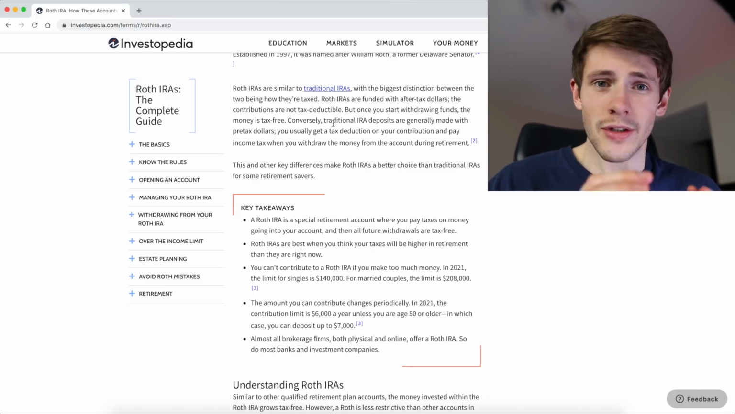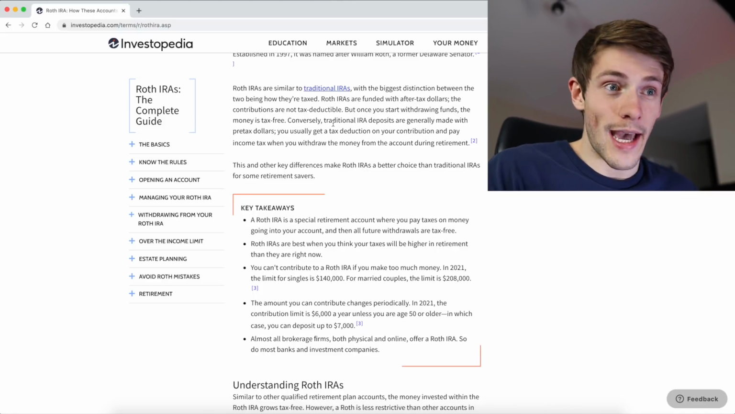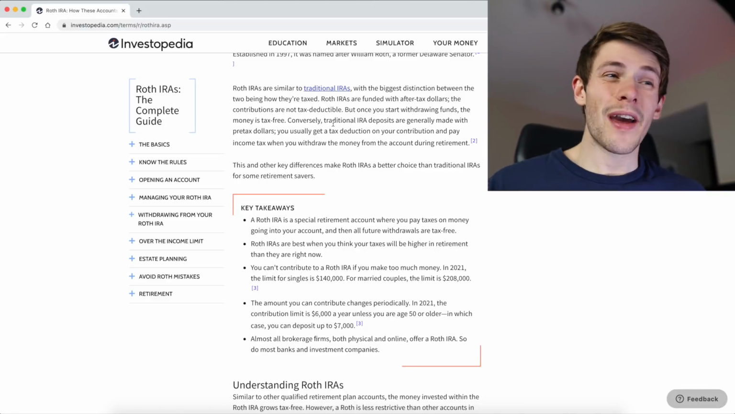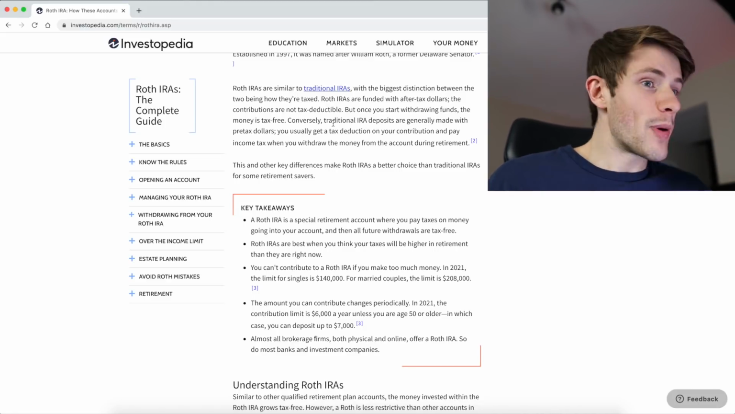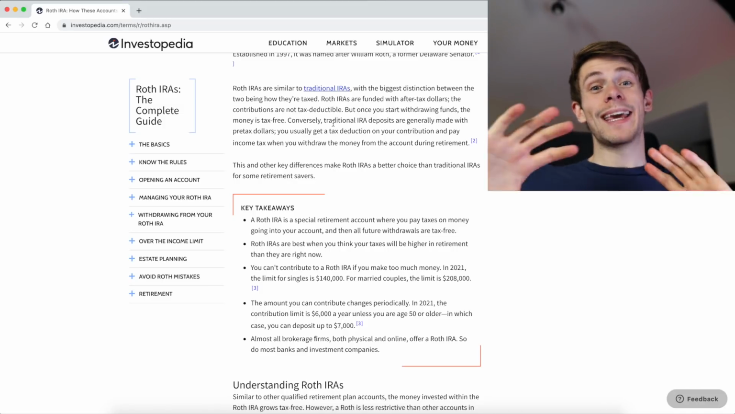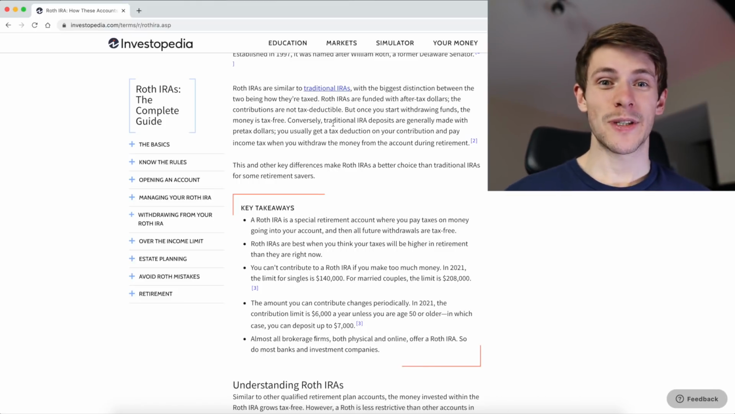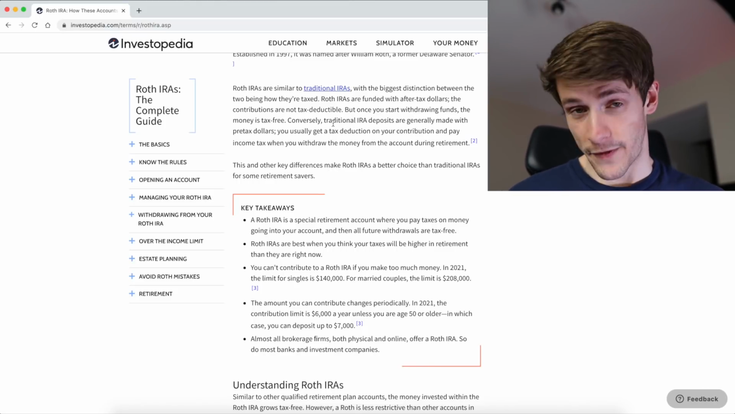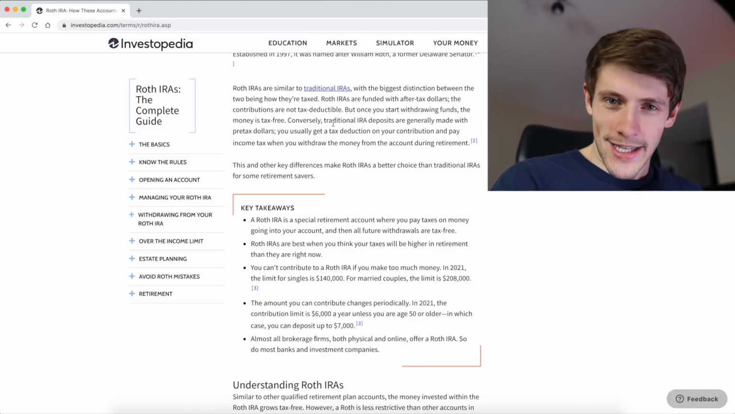So if you think that there's a chance that you can grow your retirement account or your investment account into something a lot bigger, Roth IRAs make way, way more sense because you withdraw it and you pay zero taxes. Now, here's the catch. It is a retirement account, which means you cannot withdraw your money, with a few exceptions that I'll talk about, until you are 59 and a half years old.